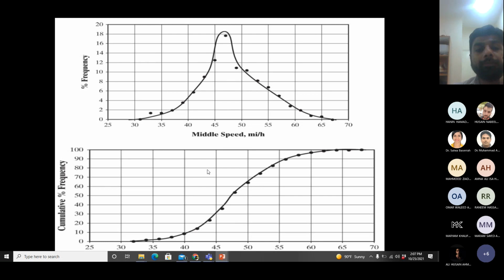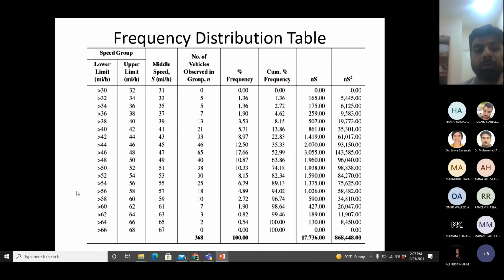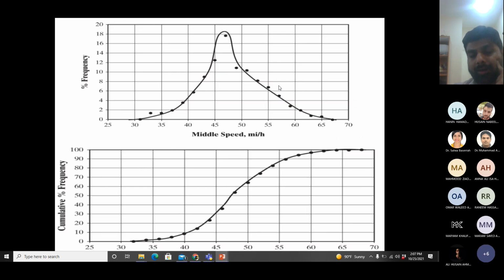Okay, so both the graphs are different, as per their x-axis and y-axis. On the x-axis of the bottom graph, you have the upper speed of the speed group, and on the y-axis you have the cumulative frequency. If I go to this table, the second column is on the x-axis, and I think there's a sixth column, cumulative frequency, on the y-axis.